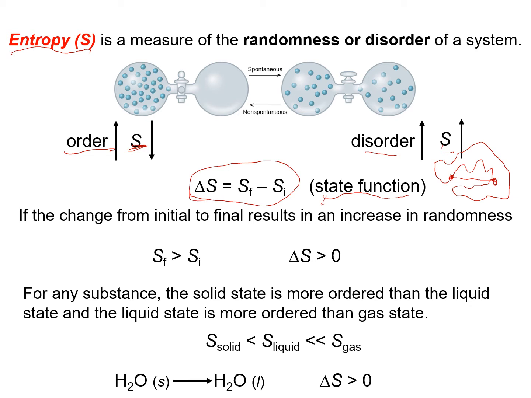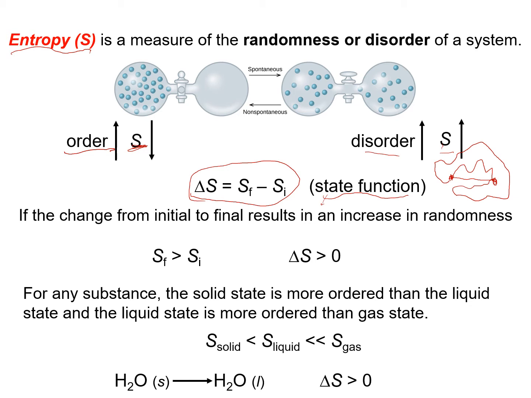All right. Okay. So delta S is essentially the change in entropy, which is equal to the final entropy of the system minus the initial entropy. So if the final entropy of the system is higher, our value of delta S is going to be a positive number.